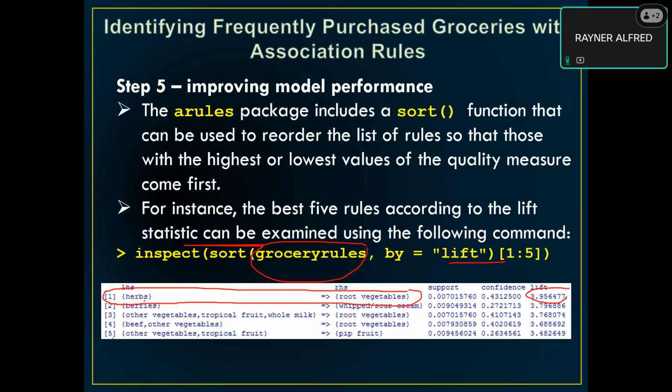And it says that if you buy herbs, you also buy root vegetable. If you buy berries, you also buy whipped and sour cream and so on. So this is very important because based on the rules, you can decide what intervention to improve the productivity of certain items, or the arrangement of the supermarket, in order to boost the sales. Okay.